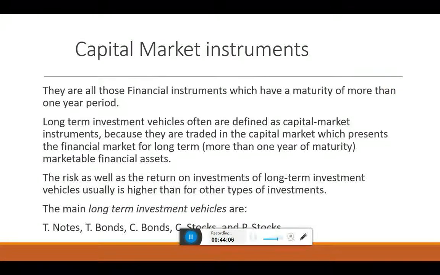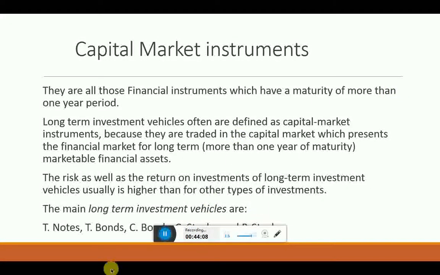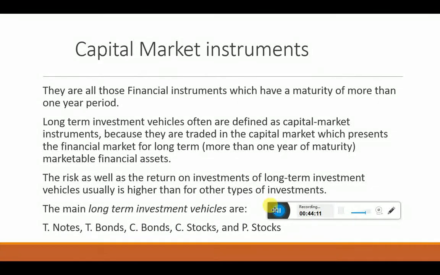Okay. Now we have capital market instruments. There are also financial instruments. They are for long term. They can be equity based and debt based. Their maturity periods are more than 1 year. It's a source of long term investment, and on the other hand, they are the source of long term financing. And there are 5 common ones that we discussed before. So let's go and discuss them one by one.